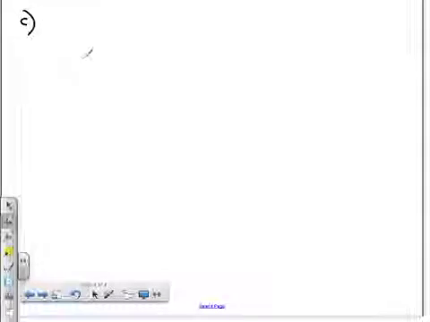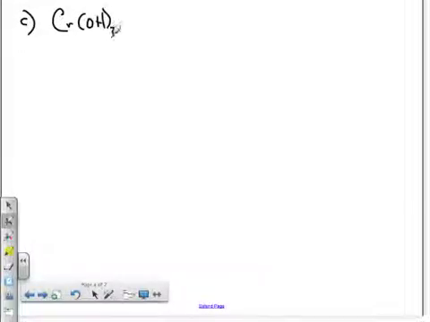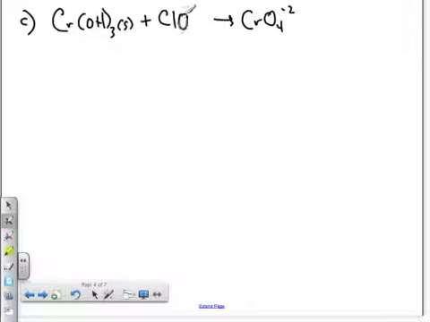Reading from the notes, in basic solution, Cr(OH)3 solid is oxidized to the chromate ion by hypochlorite, an active ingredient in bleach. I'm going to consult my standard reduction potential table to make sure that I know what the product is for this.